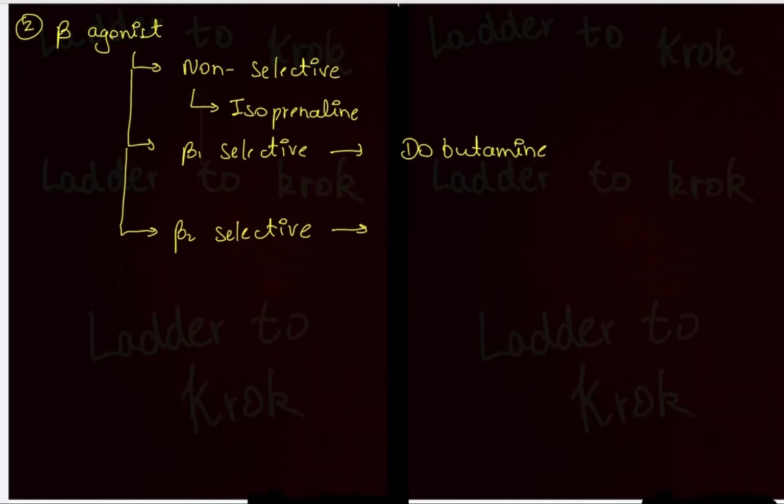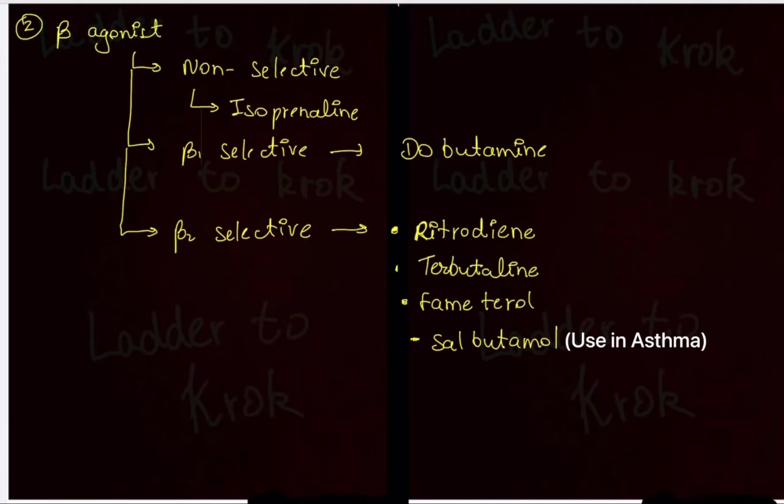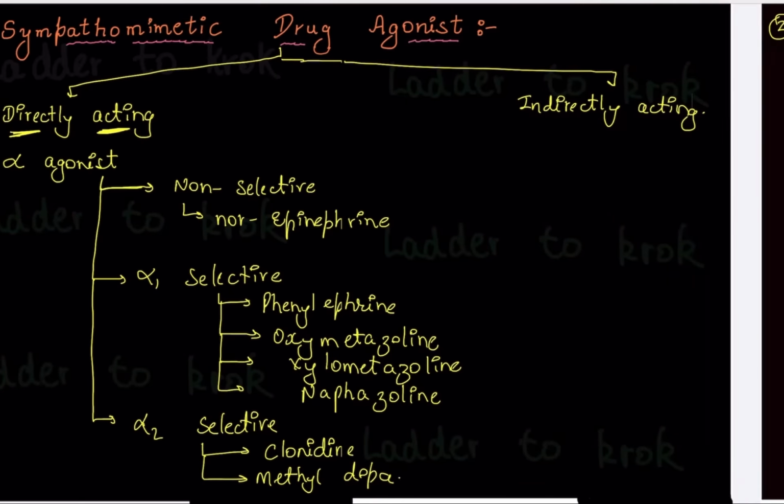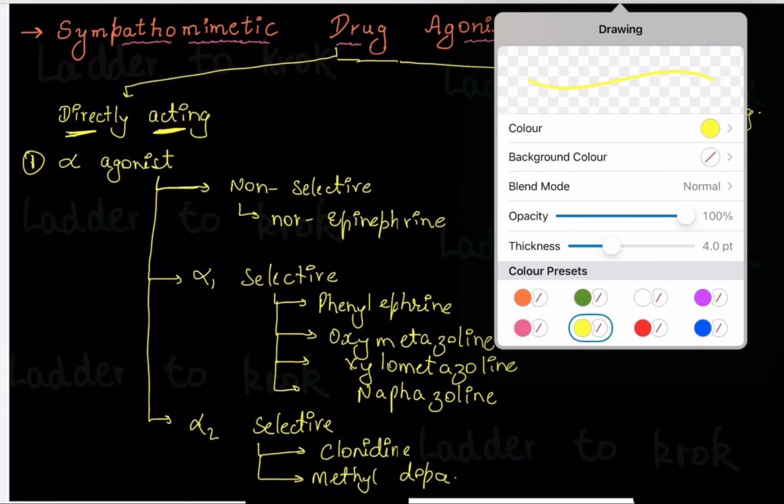Now beta 2 selective, there are basically four examples. The first one is ritodrine, a tocolytic drug, which means it is used to prevent premature delivery. Then terbutaline, formoterol, and salbutamol. These are beta 2 selective activators. They are directly acting. Now let's discuss indirectly acting.